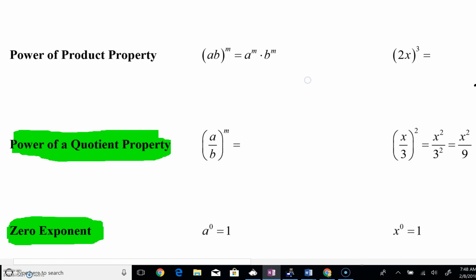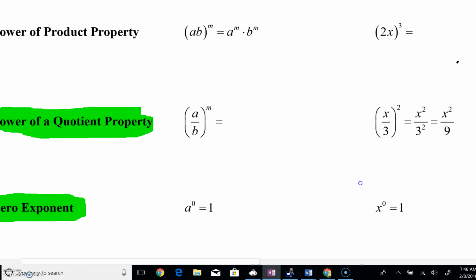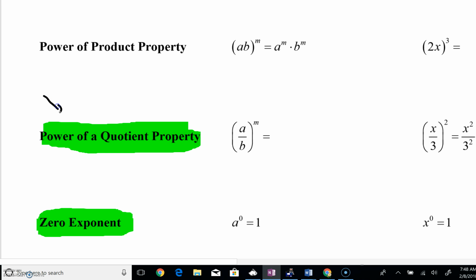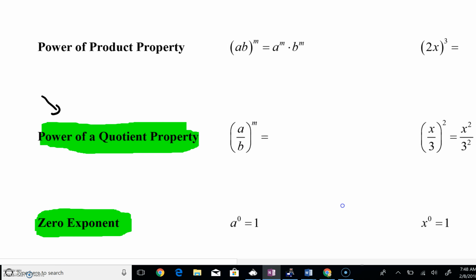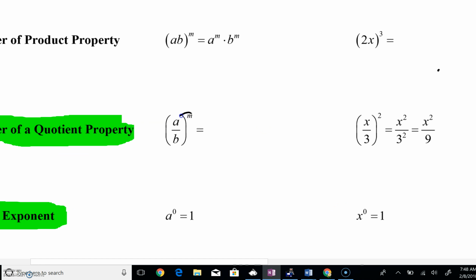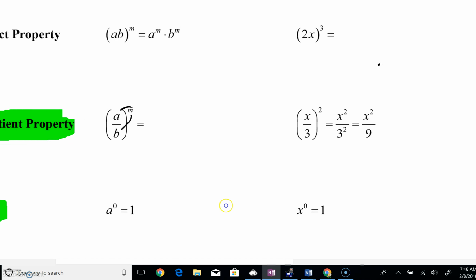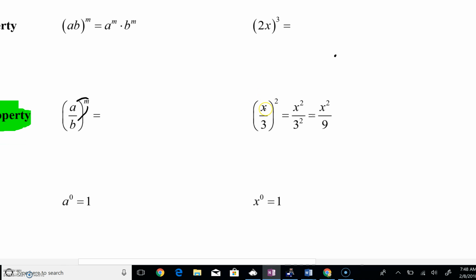Now, what you're going to see right here, it's kind of related to what we were doing yesterday, the power exponent rule. If you have a fraction raised up to the mth power, you will apply that power to both. So, for example, if you had x over 3, and if you're squaring, you're going to square the top, you're going to square the bottom. You'll apply that second power to both, and you'll get x squared over 9.